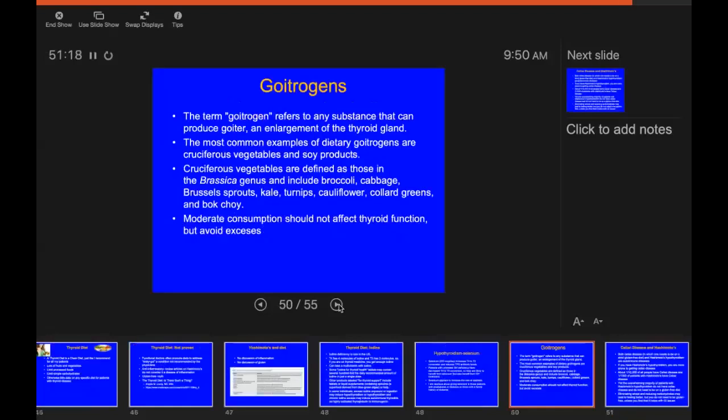The term goitrogens refers to a substance that can produce a goiter, and goiter is an enlargement of the thyroid gland. The most common examples of dietary goitrogens are cruciferous vegetables and soy products. These are in the Brassica genus and include broccoli, cabbage, Brussels sprouts, kale, turnips, cauliflower, collard greens, and bok choy. And I think it's sort of good, our society, everybody's eating kale now, especially in California. I don't know where you guys are from, but kale's very big now. I think kale's great. And I think you want to avoid these probably especially when somebody is untreated or sort of borderline, you might want to avoid a lot of these.